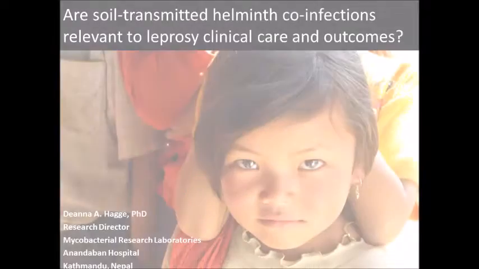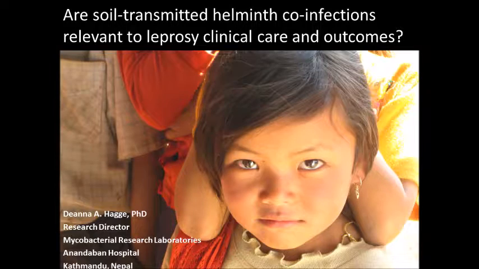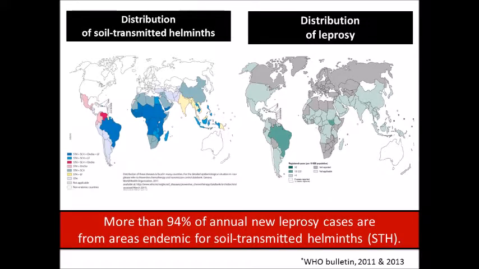Our lab has been looking at whether soil-transmitted helminth co-infections are relevant to leprosy clinical care and outcomes. These are the two maps for the distribution of soil-transmitted helminths and the distribution of leprosy, and you can see that there's a great deal of correlation. In fact, 94% of all annual new leprosy cases are diagnosed within soil-transmitted helminth populations. The remaining 6% are primarily immigrants that come from those areas.